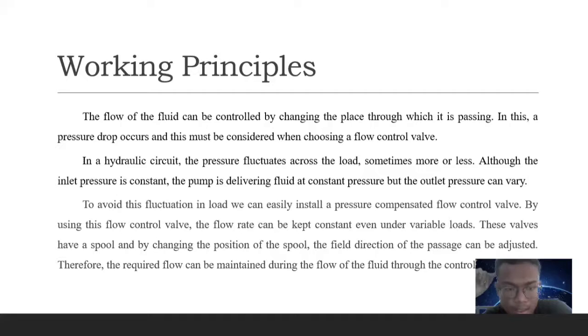These valves have a spool, and by changing the position of the spool, the flow direction of the passage can be adjusted. Therefore, the required flow can be maintained during the flow of the fluid through the valve.